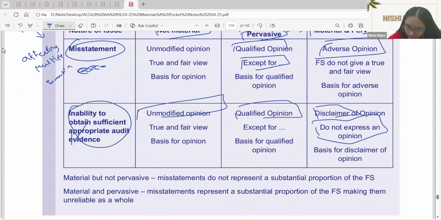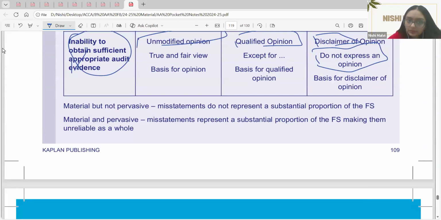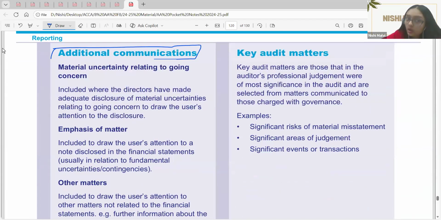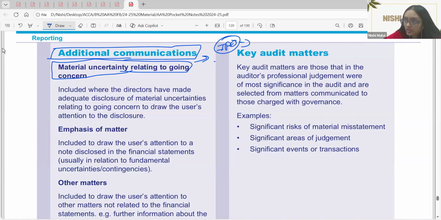There are multiple other areas as well. For example, additional communication an auditor can do. Let's say there is a material uncertainty relating to going concern; that will also be included. Any uncertainty regarding going concern, whether directors have made adequate disclosure. You remember the example I told: if they get an IPO, if they get money for the shares, then there is no going concern issue. If they do not, then there is a going concern issue. So for material uncertainty, they will mention it in a separate paragraph.